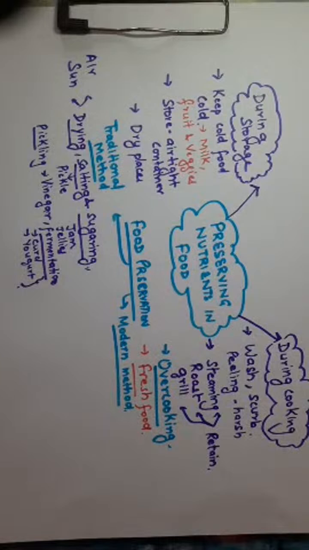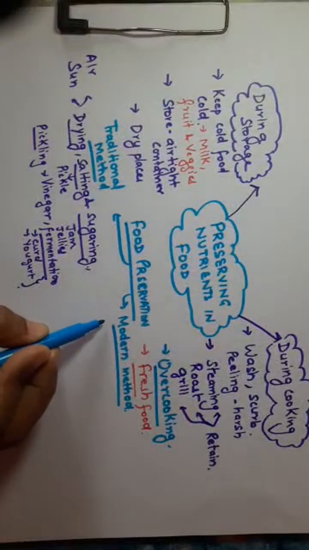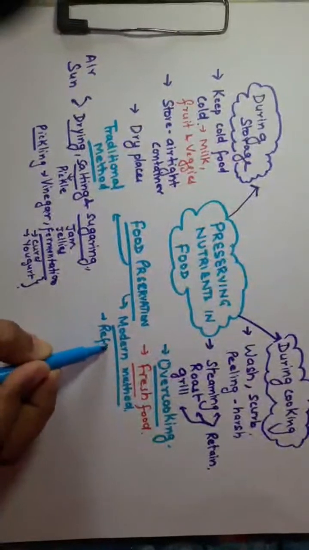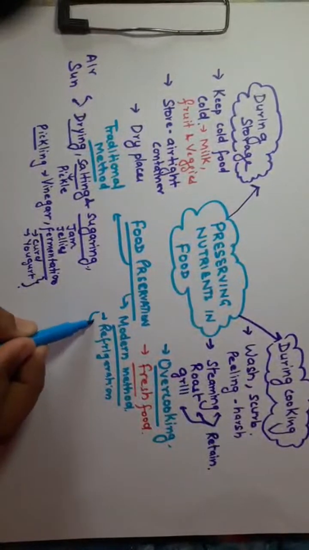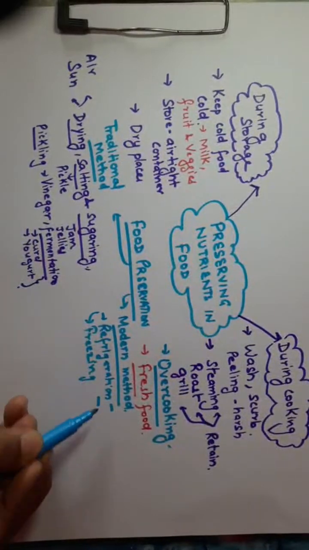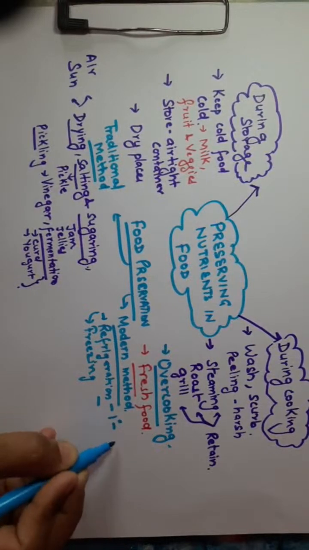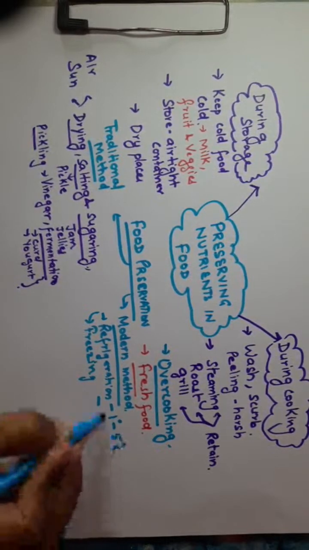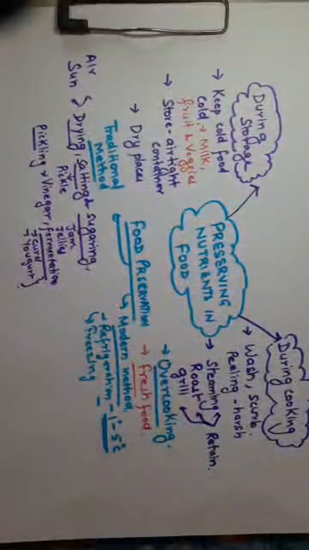beneficial microorganisms. Now if we talk about the modern methods of food preservation, then we all know that there is refrigeration, and the second method is freezing. These two are completely different methods. In refrigeration, we are keeping our food at low temperature, generally around 1 to 5 degrees Celsius. So what will happen during refrigeration? The low temperature will slow down the microbial growth.